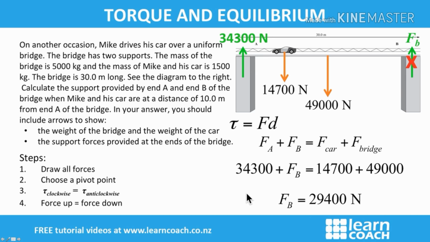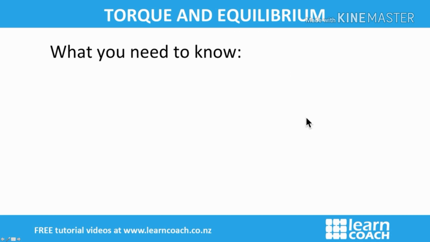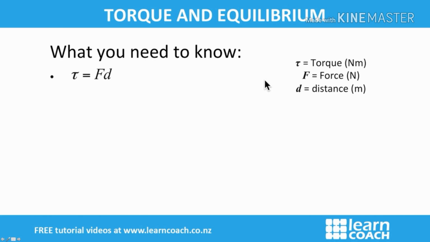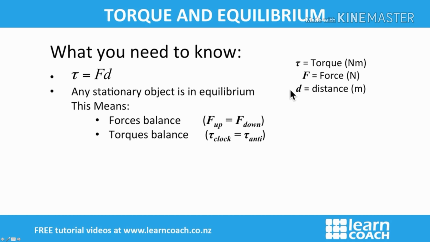And remember, the two concepts we used were initially torques clockwise equal torques anti-clockwise, or torques are balanced overall, and forces are balanced, so the forces up equal the forces down. So let's look at what you need to know from this video. You need to know, first of all, that torque equals force times distance, and torque is a turning force. You also need to know that any stationary object at all is in what's called equilibrium. This means that the forces on this object are balanced, so the forces up equal the forces down, and you're going to need to use this in your formulas, and also the torques balance. So the torques clockwise equal the torques anti-clockwise.